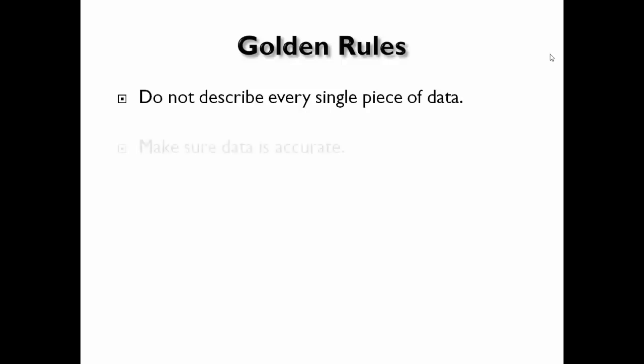So here are some golden rules that you must follow when writing details paragraphs. First, you do not describe every single piece of data. You do not include every single number. If you do that, 1, you'll run out of time, and 2, you will write about irrelevant things. Remember that the question only asks you to report key features, not every single piece of data. So you only report the most important data.